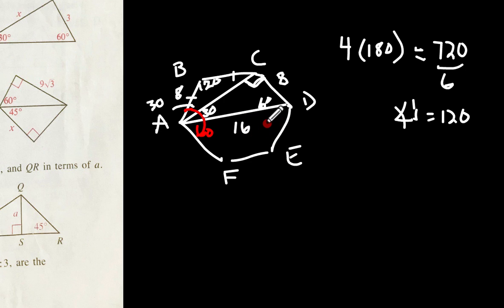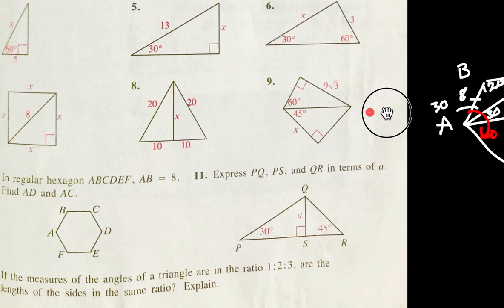Finally, making our way around. Now we also need this one. So the one opposite the 60 is the square root of 3 times the smallest one. So this one right here is going to be 8 root 3. So, whew, that's how you get that. That was a little tough. Okay, let's go back to the next one. You can always rewatch the video if you want to see that again.